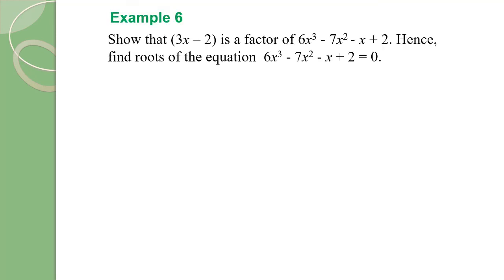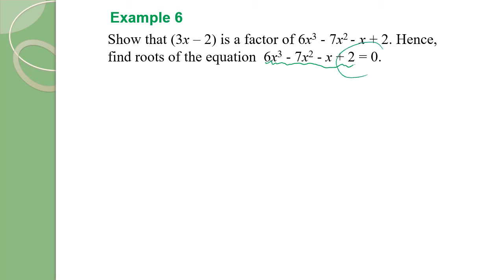Example 6. Show that 3x minus 2 is a factor of 6x cubed minus 7x squared minus x plus 2. Hence, find the roots of the equation of the polynomial 6x cubed minus 7x squared minus x plus 2 equal to 0.